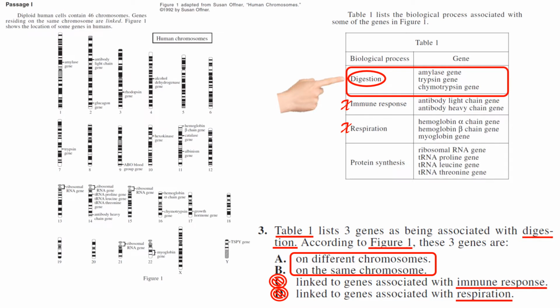And now we're just looking for, are they on different chromosomes or the same chromosome? So we just got to find them. That might be the trickiest part. So you see the amylase, I don't know if I said that right, gene on chromosome 1, and then trypsin on chromosome 7, and then, however you say that, on chromosome 16. So they're definitely on different chromosomes. So your answer is definitively A.